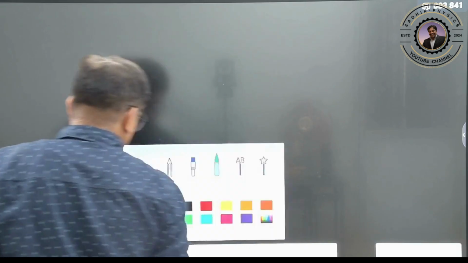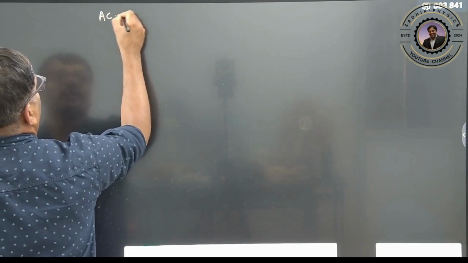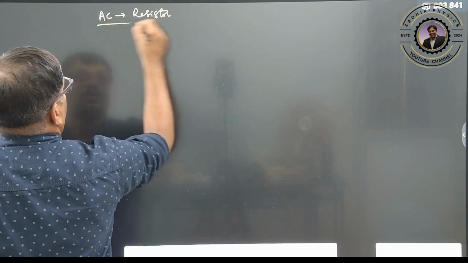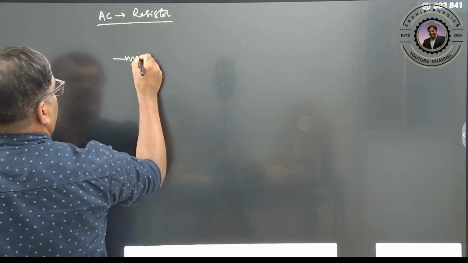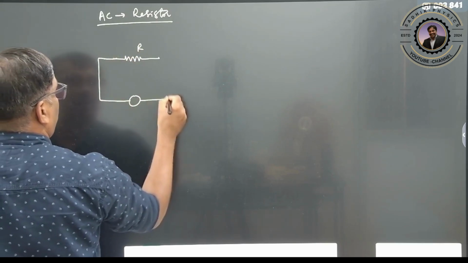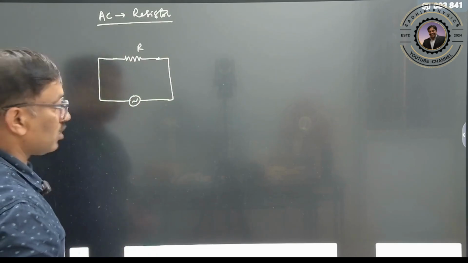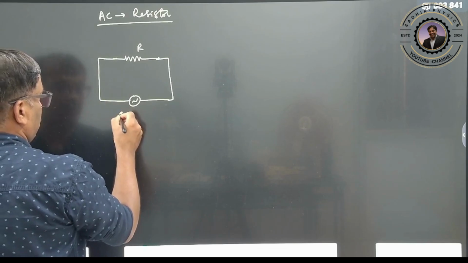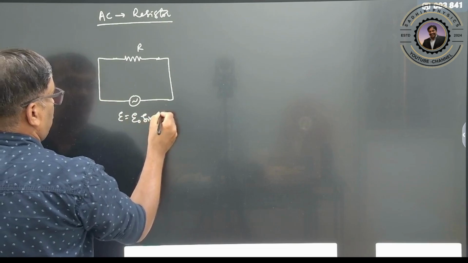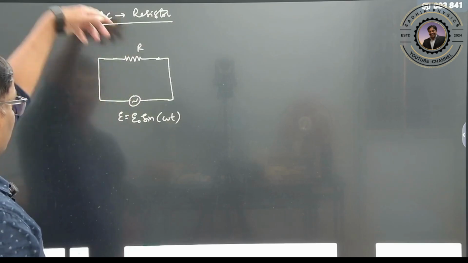Clear? Suppose we have alternating current across the resistor. So there is one resistor, this is one resistor. Here we are going to apply one alternating voltage. So what is the alternating voltage here? E is equals to E naught into sine of omega t. Clear? So this is your peak value that is given now.